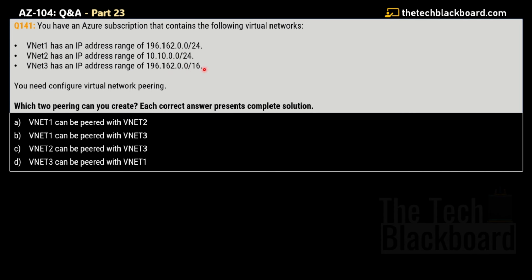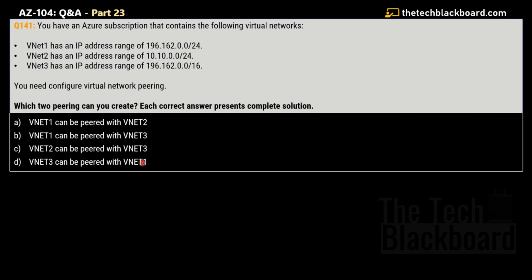196.162.0.0/16. Now further ahead, the question says that you need to configure virtual network peering. Which two pairings can you create? Each correct answer presents a complete solution. What are the options given? Option A, VNet 1 can be paired with VNet 2. Option B says VNet 1 can be paired with VNet 3. Option C says VNet 2 can be paired with VNet 3. And lastly, option D tells you that VNet 3 can be paired with VNet 1.